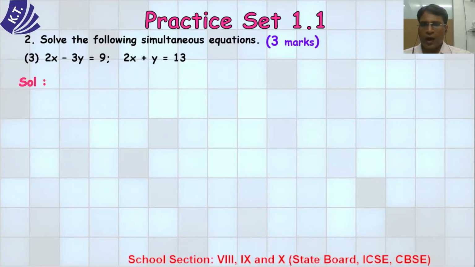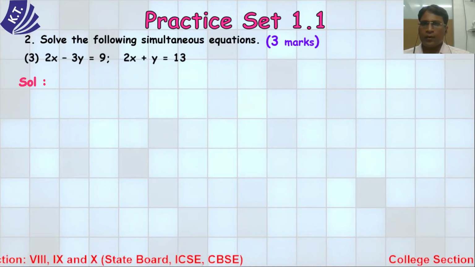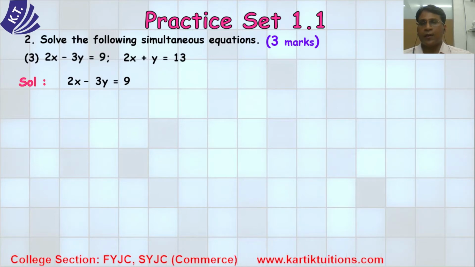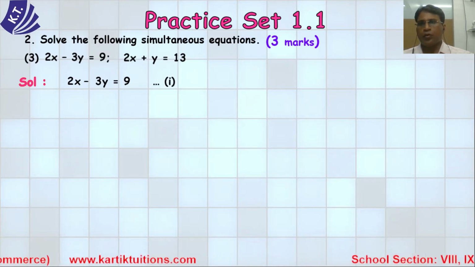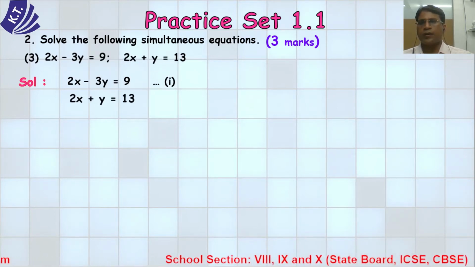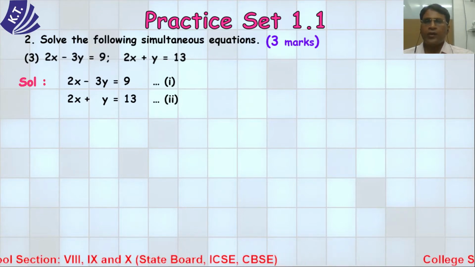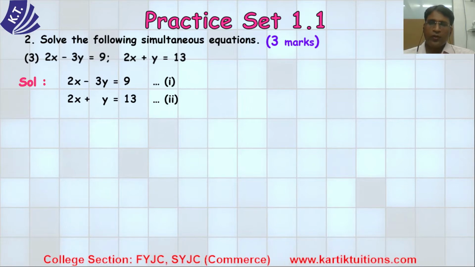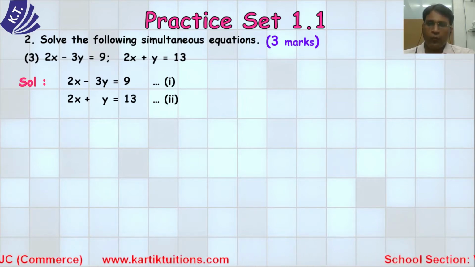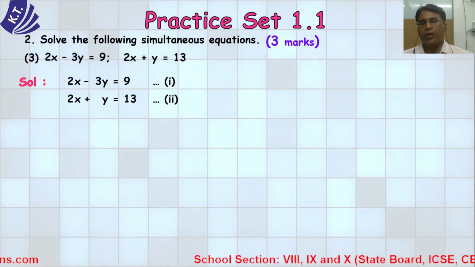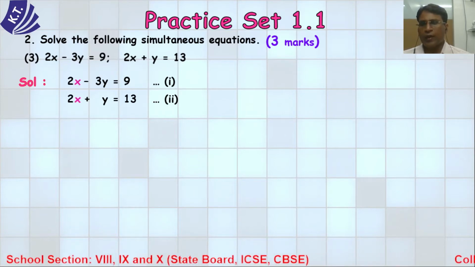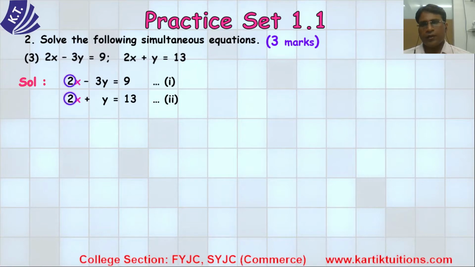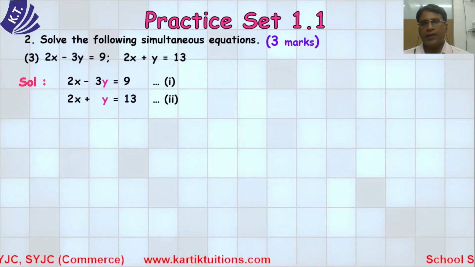Now see, are the equations in standard form? Yes. So let the first equation be 2x minus 3y is equals to 9 and 2x plus y is equals to 13. That be your second equation. Now see here, the method is equating the coefficients. So first we should check what are the coefficients of both the variables. First we'll talk about x. Now the coefficients of x are 2 and 2. Whereas the coefficients of y are 3 and 1.